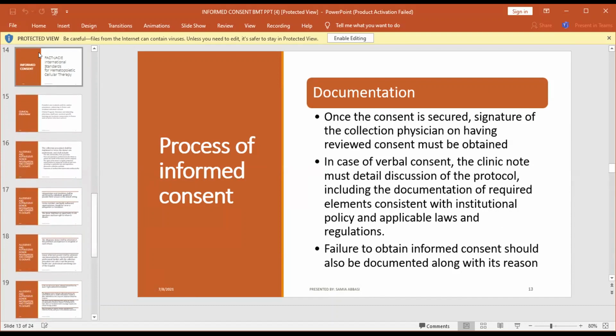So the last point of the process of informed consent is documentation. That is very important. Once the consent is secured, the signature of the collection physician on having reviewed consent must be obtained, as well as the signature of the participant or legally authorized representative or their guardian. In case of verbal consent, the clinic note must detail the discussion of the protocol, including the documentation of required elements consistent with institutional policy and applicable laws and regulations. And a failure to obtain informed consent should also be documented along with its reasons.